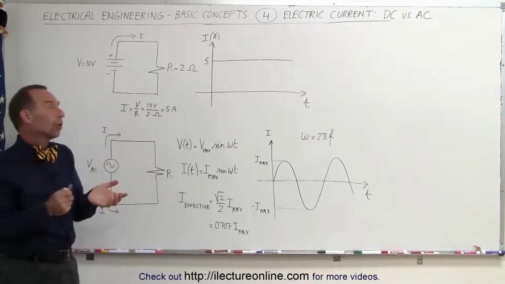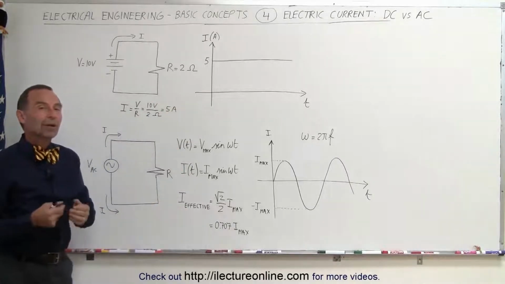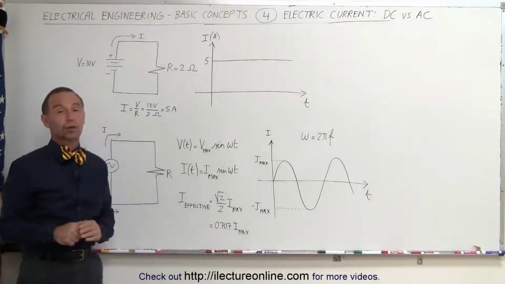But at least at this point, just recognize the difference between direct current and alternating current, and that whenever we talk about alternating current, we have to talk about the effective current in the circuit.